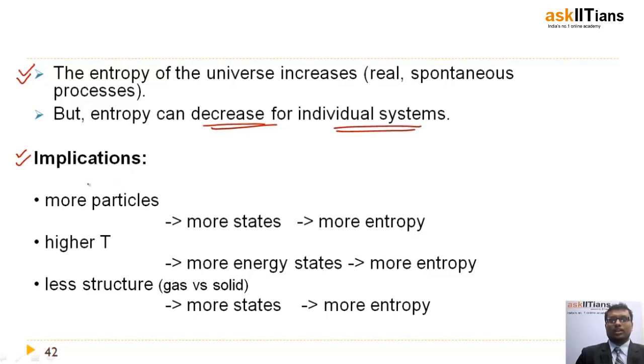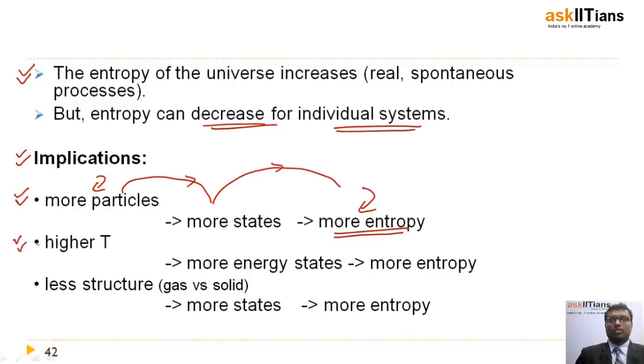All right. And if the number of particles increases in a given system, that leads to an increase in entropy. For example, gas has more number of particles than solid, right? So that means the entropy of gas is greater than the entropy of the solid, right? So what does that mean now? More number of particles, more is the entropy.